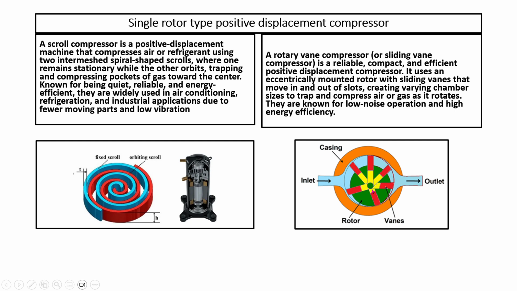And this is the vane type. You see this shaft, the eccentric shaft is there. This is the casing. These are the blades. When it's running, the flow will take place from here. It will be squeezed and then it is going out. This is the inlet and this is the outlet. This is also a type of positive displacement compressor we are using in industry.